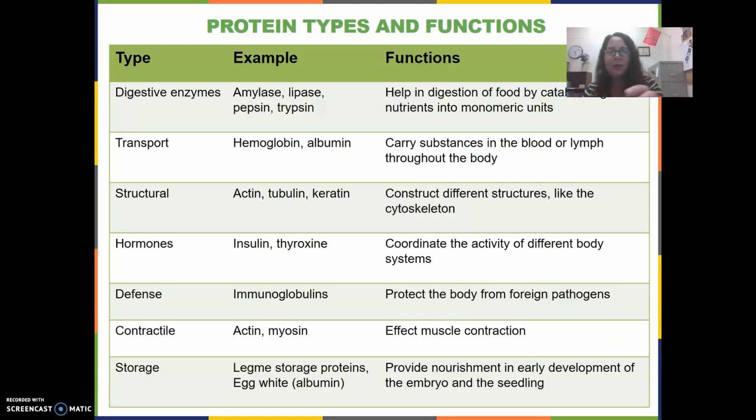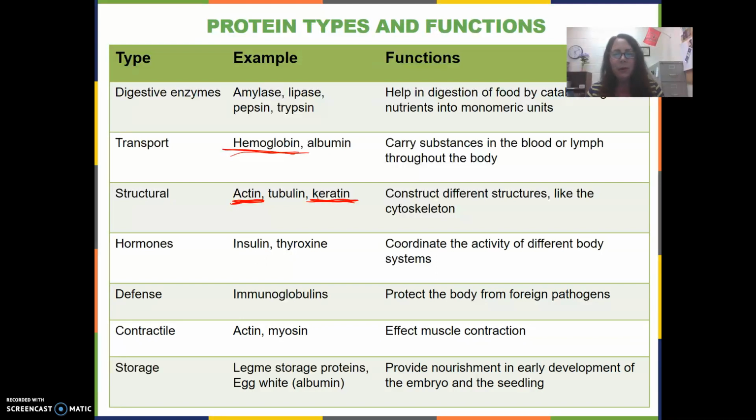So we have enzymes that are proteins. We have transport proteins. Hemoglobin is one. Hemoglobin carries oxygen and a small amount of carbon dioxide throughout the blood. And then we have structural proteins. There's keratin. There's collagen found in your bones and your skin. Keratin is also found in your skin, particularly the outer layers of your skin, to help protect it. Actin is one of the proteins that helps your muscles contract.